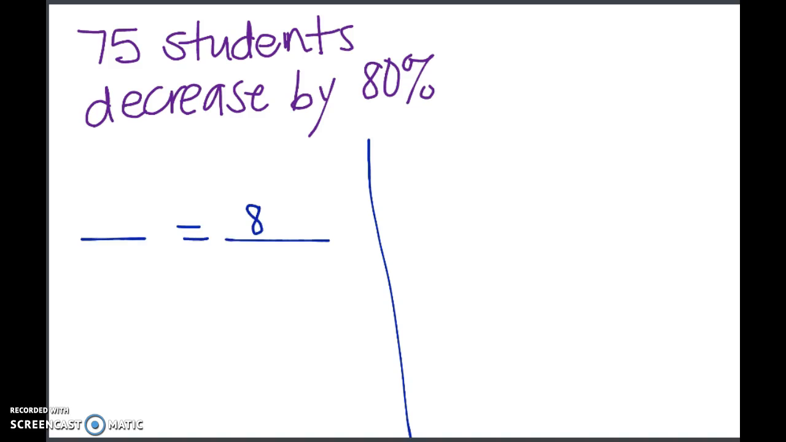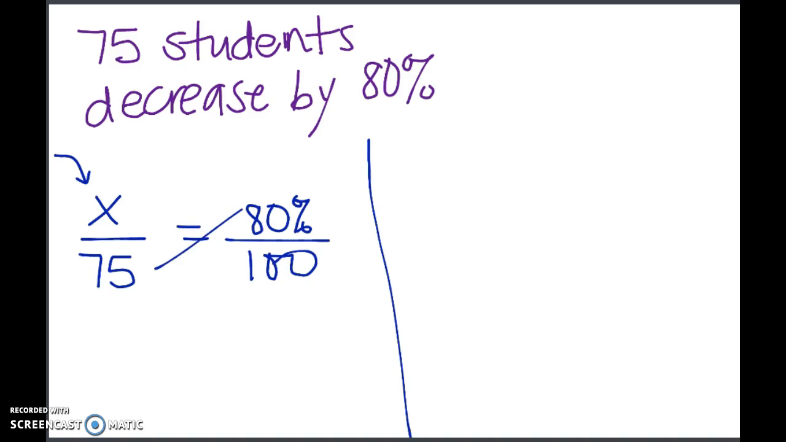So my percent I'm decreasing by is 80 over 100. My original amount of students is 75. I want to know, what does it change by? What am I decreasing it by? Let's cross multiply and divide. 75 times 80, and then divide by 100. And I get 60. So that's not how many students I have now. That's my decrease. Remember, this was the percent I decreased, so this is the amount I decreased by.